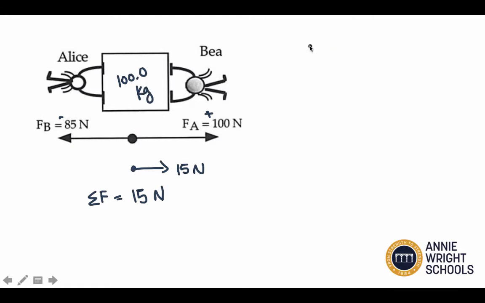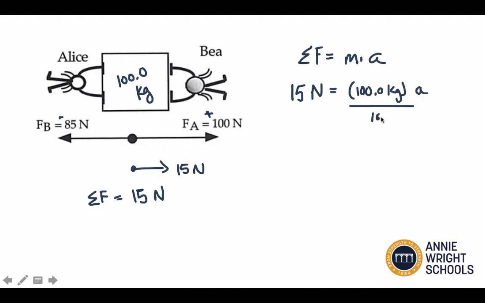According to Newton's second law, the net force acting on an object is equal to the mass times the acceleration. Because we know 15 newtons is the net force, and we know the mass is 100 kilograms, we can now divide both sides by 100 kilograms and solve for the acceleration.